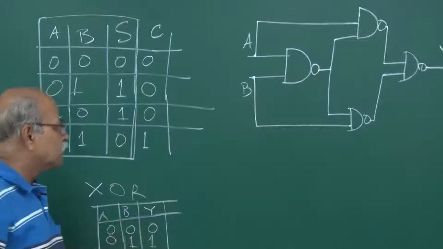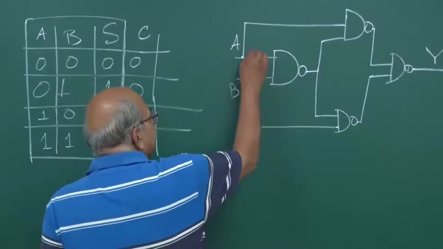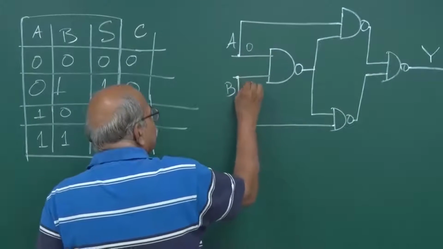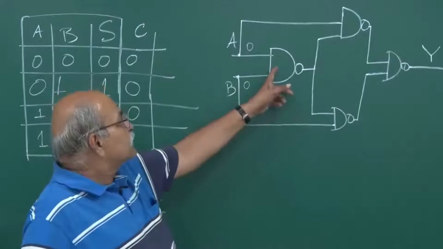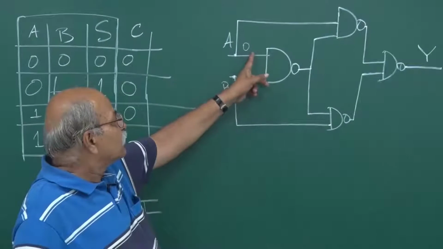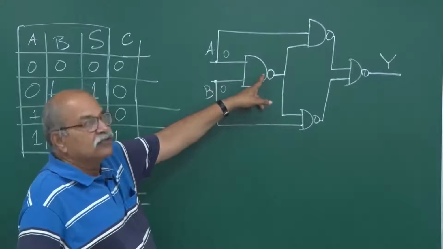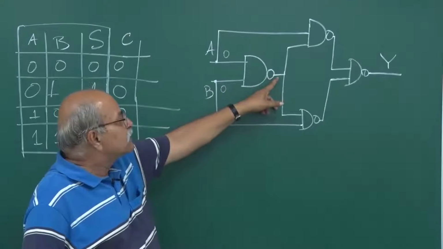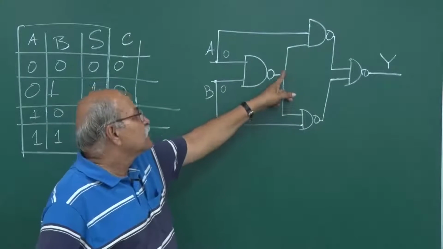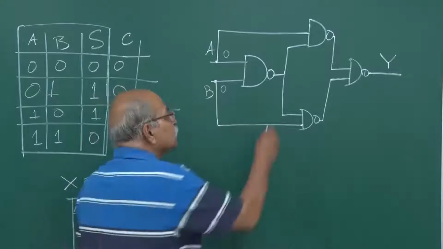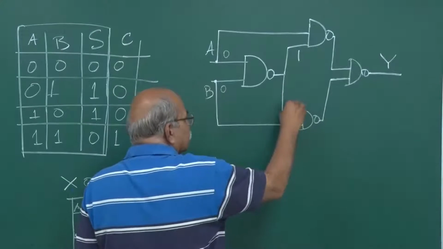0 0 should give me 0. Let's start with 0 0. If A is 0 and B is 0, what happens? First come this side. 0 and 0 is 0. So here it is 0. And then not of this is 1. And therefore this is 1 and this is 1. So 1 here and 1 here.